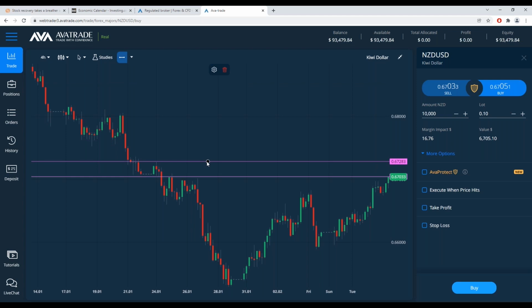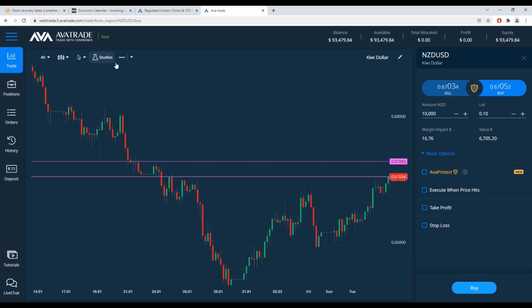There's another resistance/support right up here, where it used to be support, broke below, and became resistance. Then another step down, resistance. So we've got resistance here, and then a new resistance up here if it breaks through this level. Okay, that's what we see on the 4-hour candles.